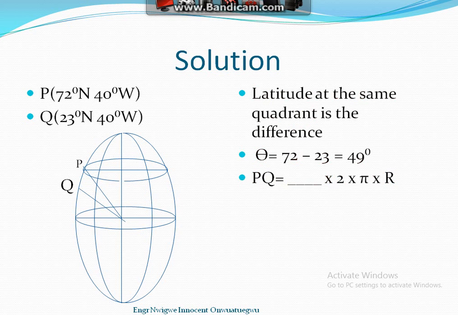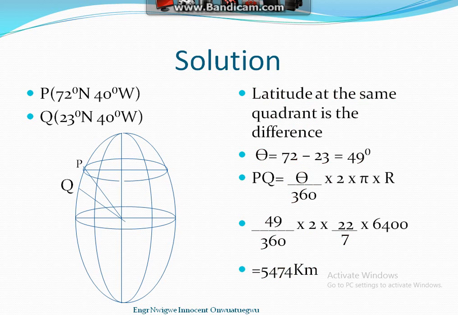Therefore, PQ is equal to theta over 360 times 2 times pi times r. If you substitute the values into the formula, we now have 49 over 360 times 2 times 22 over 7 times 6,400, which will give us 5,474 kilometers.